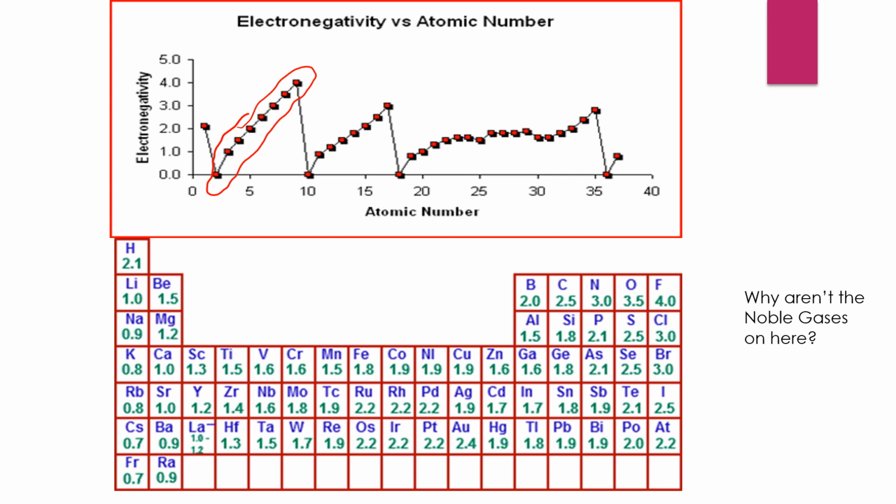Why is neon's value 0? It's a noble gas. It doesn't form bonds. It's already got a full and stable energy level, or shell, if you will. And then look at how the values in the next row seem to have all dropped a smidge, don't they? They're all a little bit lower.